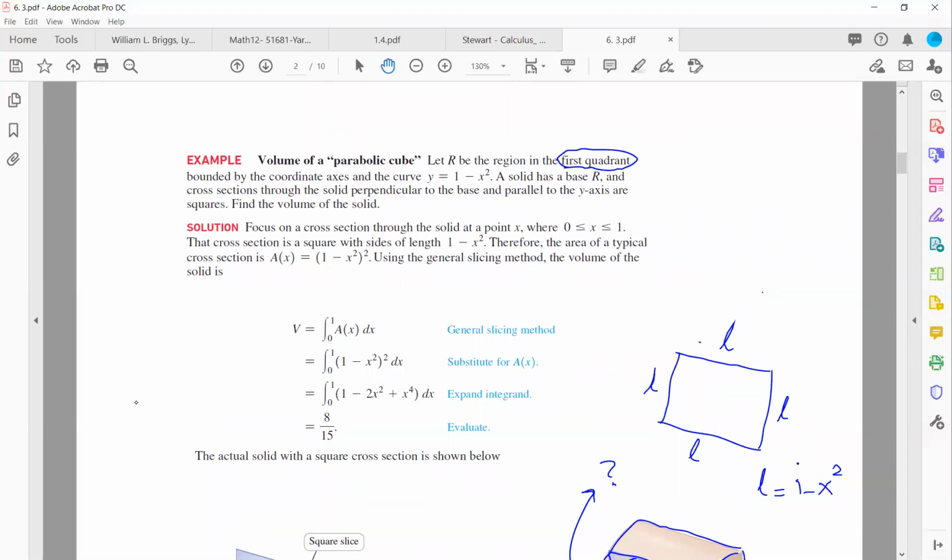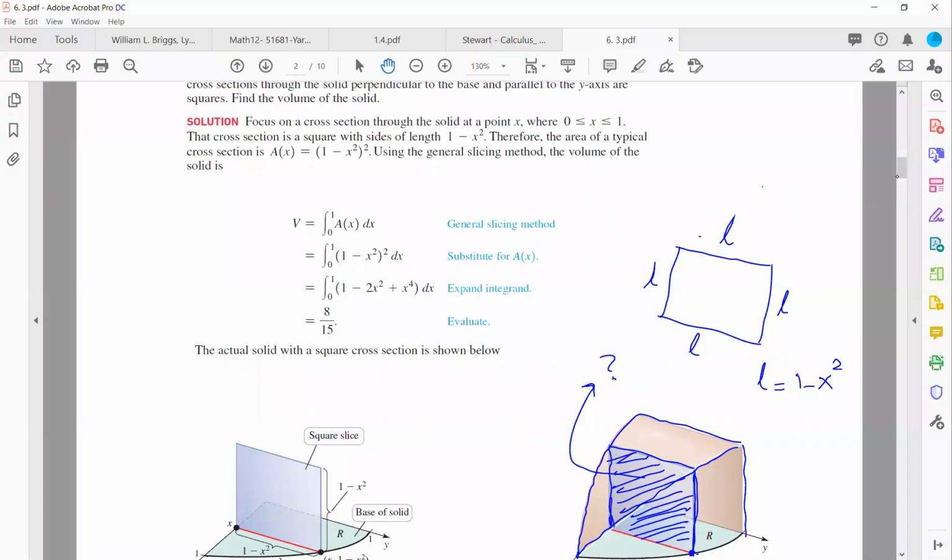So the area L times L is equal to (1 minus x squared) raised to 2. We're multiplying two sides since they are the same. We just raise it to 2, dx. Okay, taking the integral is easy. Here you just multiply 1 minus x squared by 1 minus x squared. You get 1 minus 2x squared plus x to the 4th.